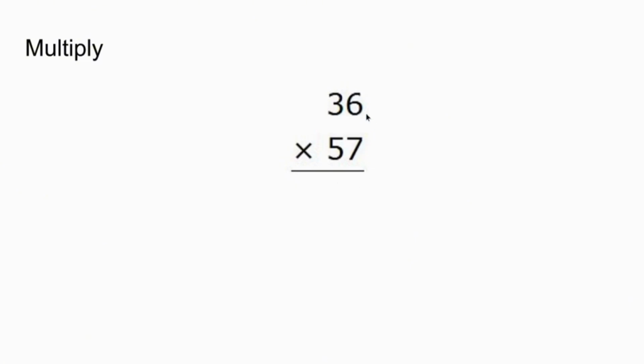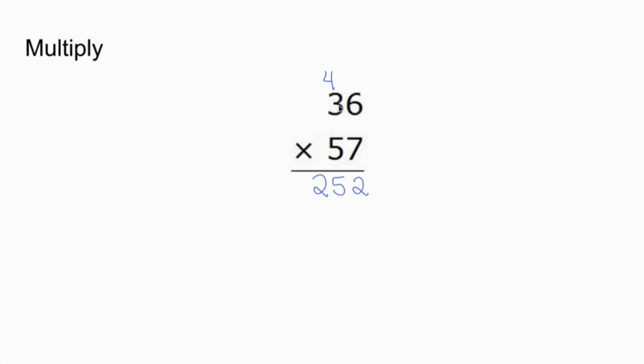So 7 times 6 is 42. Write out your 2, carry over the 4. 7 times 3 is 21. 21 plus 4 is 25. So since we're done that row, we write out all of 25.